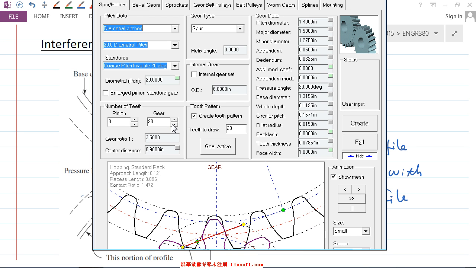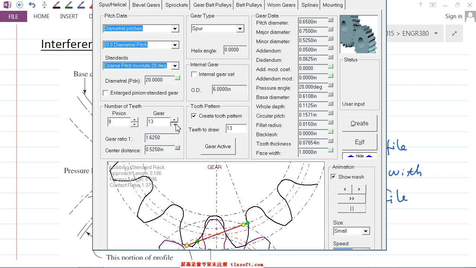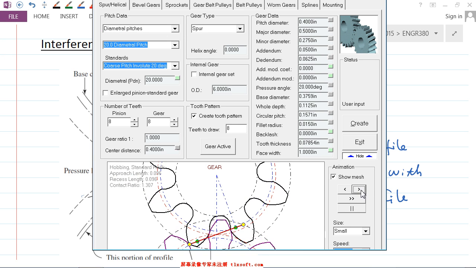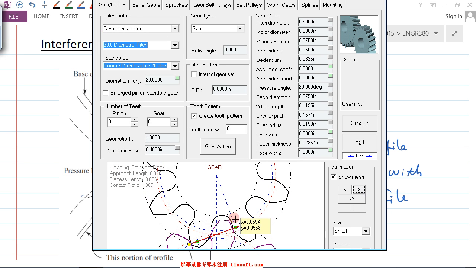So maybe the other gear portion. Let's do this one here. See that? That one is within. With this one, the yellow dot is outside the green portion. So basically, as you can see, imagine this location here. For this portion, this pinion portion, this is involute. This is involute.